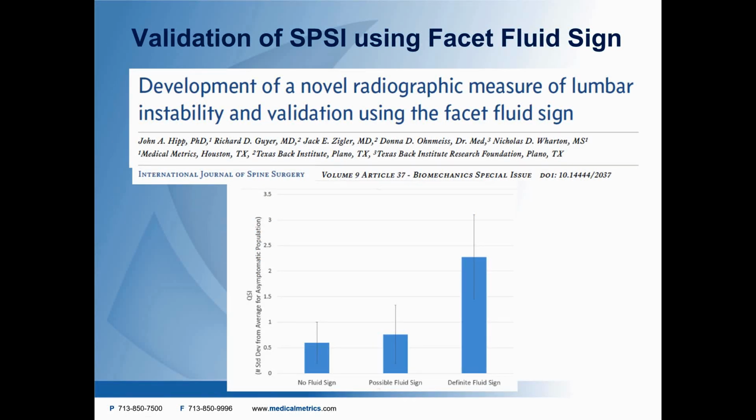SPSI has been shown to be significantly elevated in the presence of the facet fluid sign. This finding has been published in the peer-reviewed literature. This provides evidence that abnormally high SPSI is associated with instability. The possibility exists that SPSI could potentially replace an MRI exam that is ordered with the goal of detecting the fluid sign.